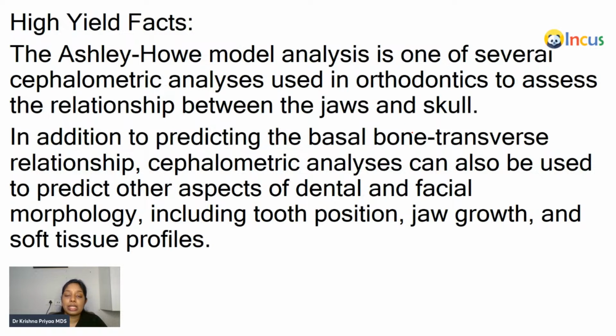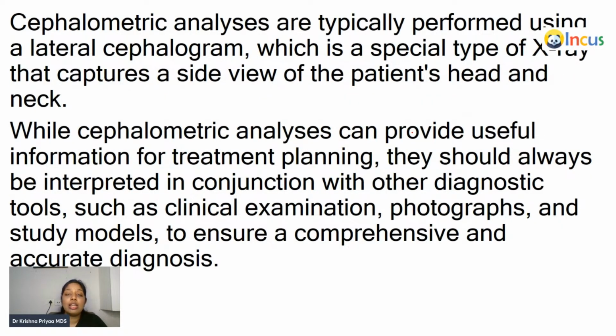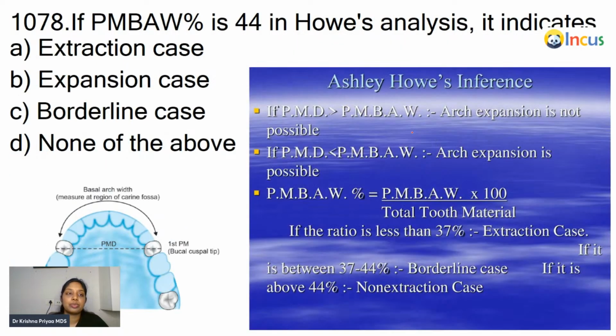It is one of the several analyses used in orthodontics to assess the relationship between the jaws and the skull, and it also helps in the basal bone analysis and how much we can expand the maxilla and the mandibular arch. So with the same value, I said there will be a difference. PMBAW is the basal arch width that is taken, and it is compared with the PMD, that is the interpremolar distance width, and they have three values to it.